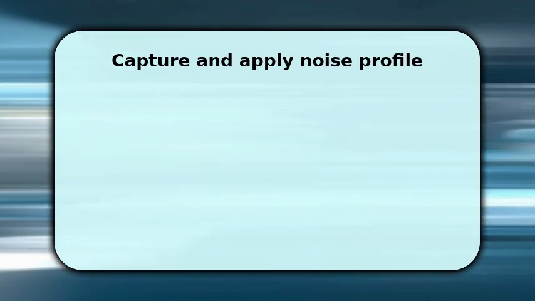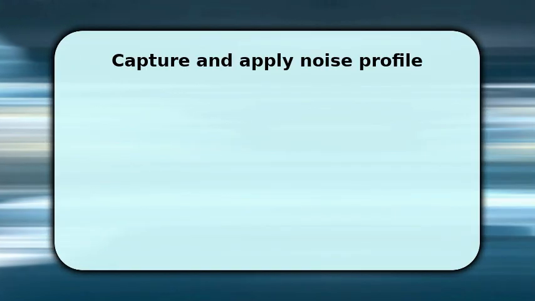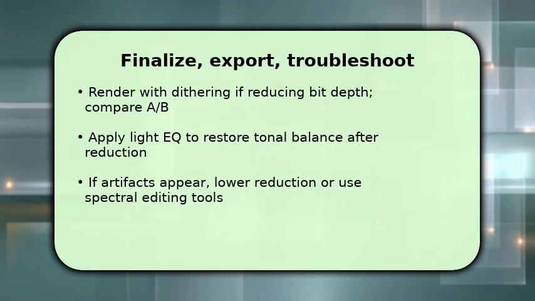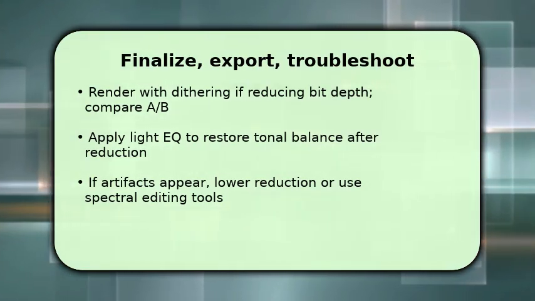Preview in a loop while tweaking attack, release, and frequency smoothing to avoid musical degradation. Make iterative small changes. Aggressive settings create metallic or underwater sounds, so back off until the material sounds natural. Once happy, render the processed clip and compare A/B with the original to ensure clarity without artifacts.